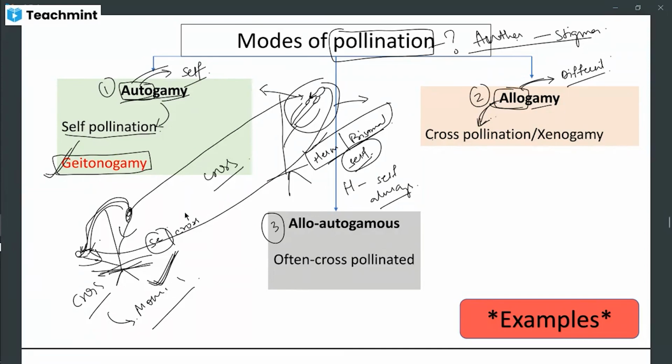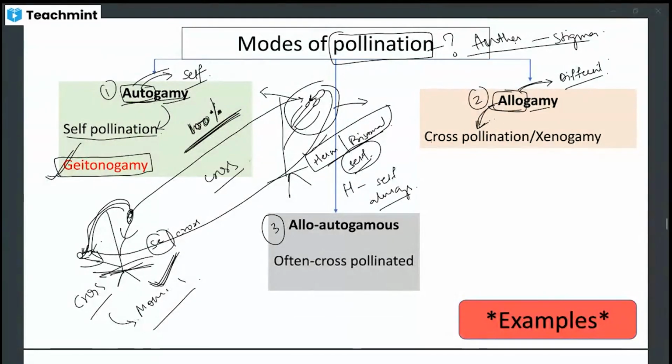And see, in all the self pollinated plants, there is no 100% self pollination every time. Am I right? Yes, sir. So 100% self pollination is not possible. Sir, some references say getinogamy is under cross pollination. Is that true? Yeah, genetically it is cross pollinated, but in case of mechanism, they say it is self pollinated. Some books say genetically it is both cross and self, but don't consider it under cross pollination. Consider it under self pollination because it is on the same plant.